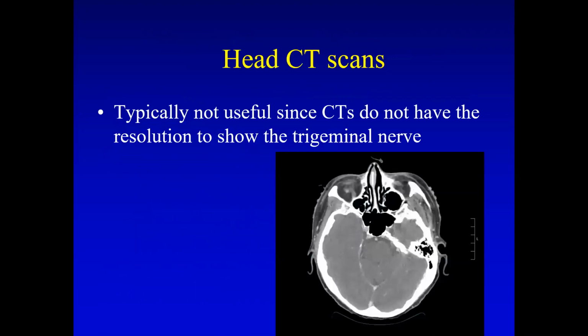So the first slide I want to show you is what's called a CT scan or CAT scan of the head, and why it's typically not useful to show the trigeminal nerve. On the CT scan, the trigeminal nerve would be right about here on the right side and right about here on the left side. But it's difficult to visualize the nerve completely on the CT scan. It kind of blends in with the background of the rest of the brain. So CT scans are really typically not useful in determining whether or not there is an anatomic structure problem on the trigeminal nerve.